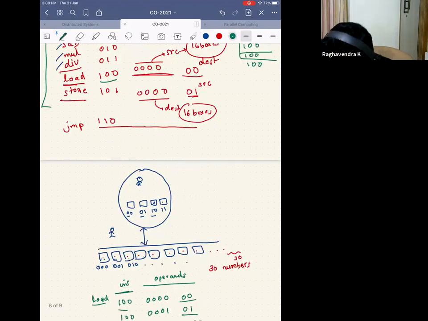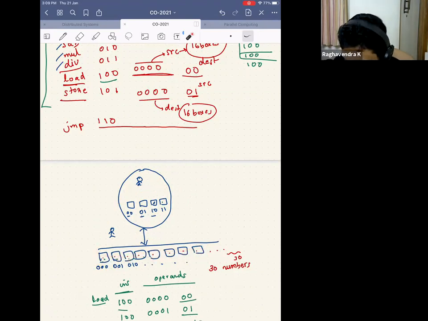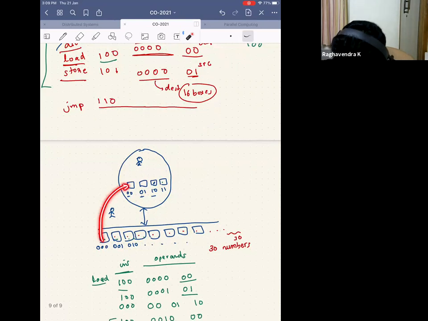So what is my goal? My goal is that there are 30 numbers here. I want to add all these numbers, compute the result, and store it in one of the boxes here. How do I do it? I load one value here, the other value here, sum of these two values, keep it here, right? And then I load one more value here, and I already have the result of the previous two numbers. So I add these two numbers and keep it back here.